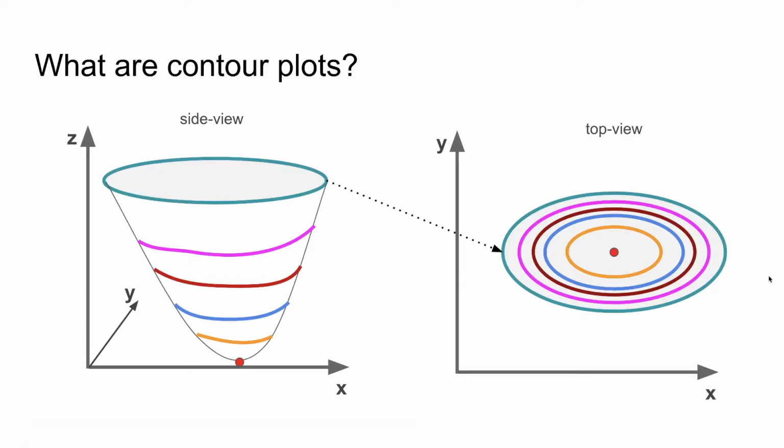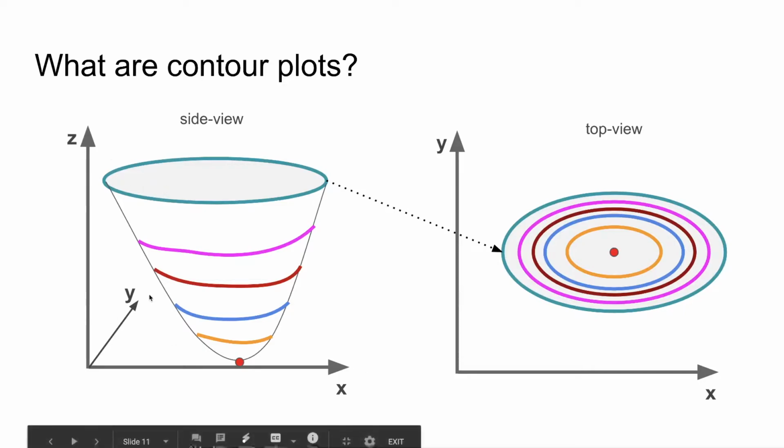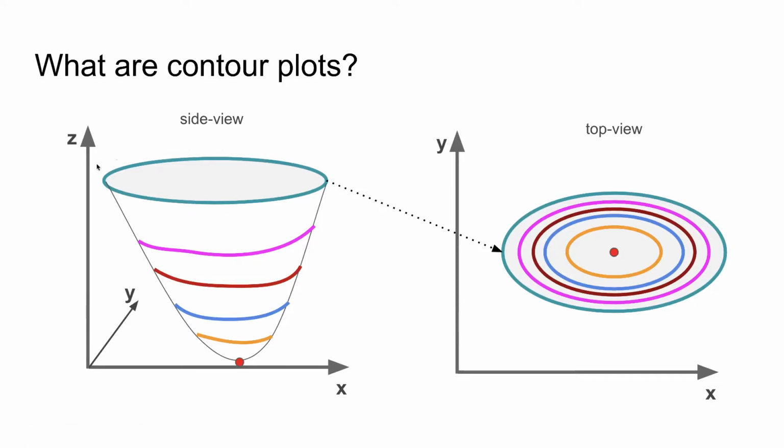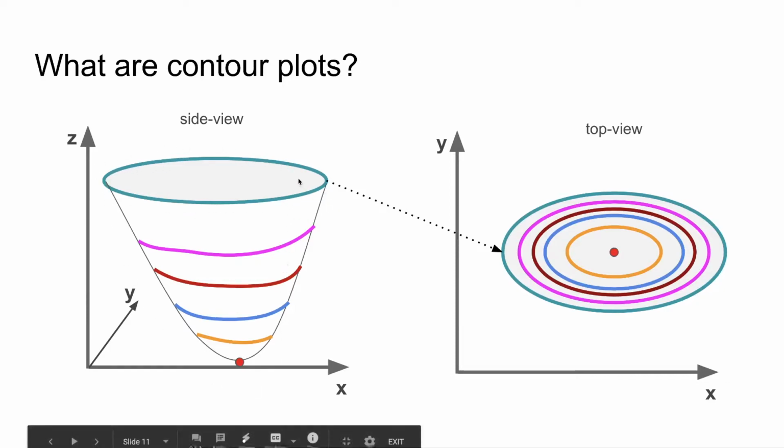Now, before looking at the contour plots, I just wanted to give a heads up if you don't already know what a contour plot is. So here, if we look at a 3D plot, it looks like a funnel that has an opening at the top and a smooth shape down at the bottom, and the very lowest point in that funnel is shown here by the red dot.